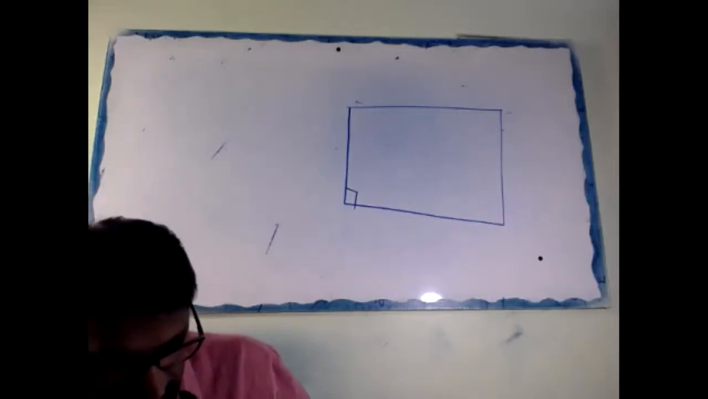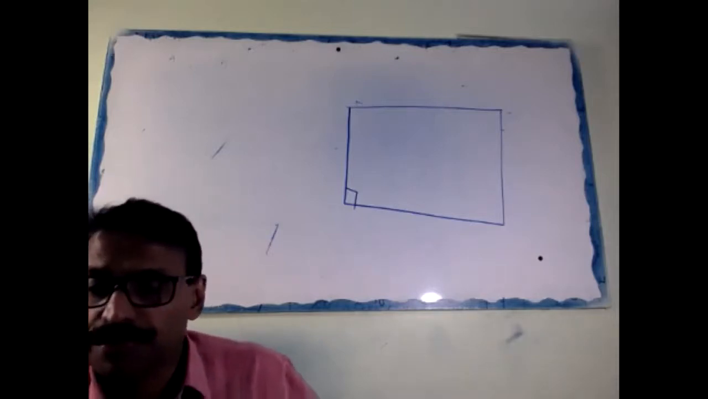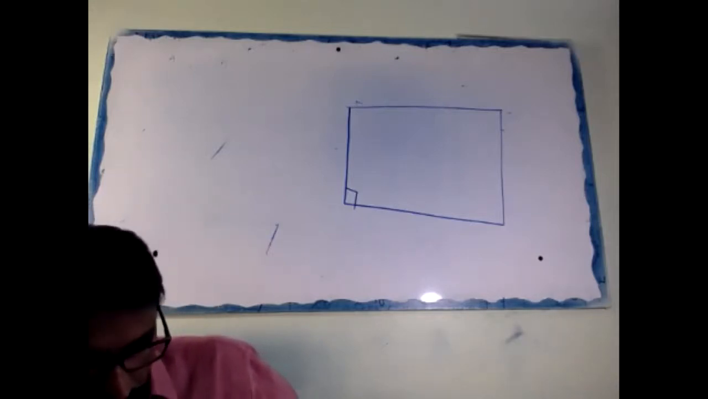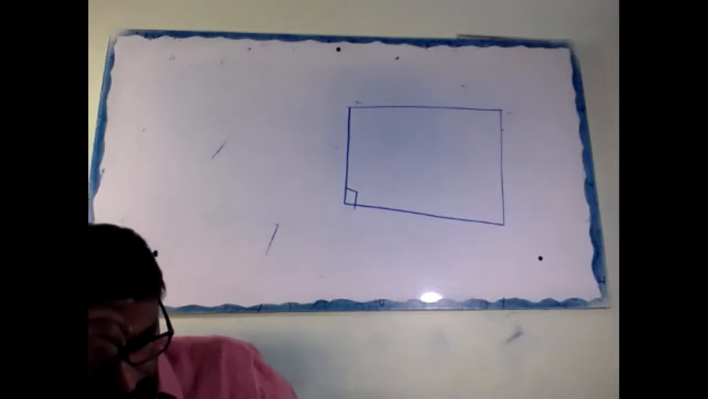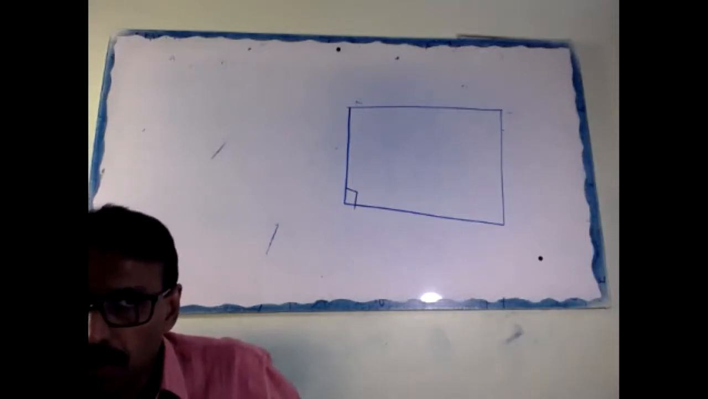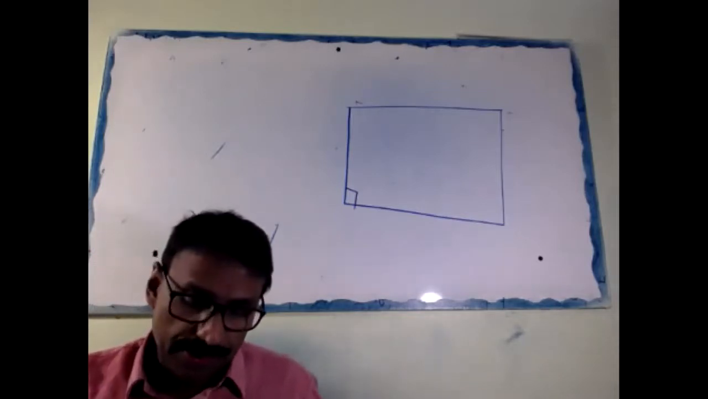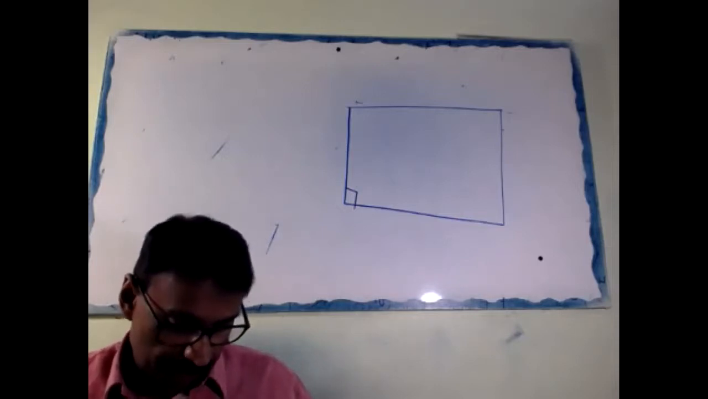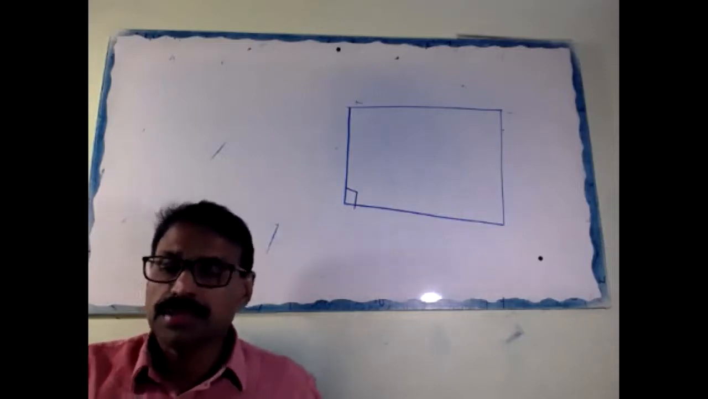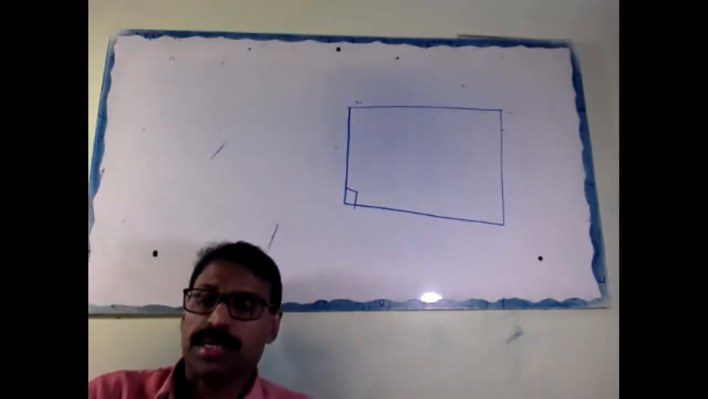Okay. Next one, right? A rectangle or a rhombus is not necessarily a square. Last one. A kite is not a parallelogram. Okay, clear now? Now we are going into the details of one figure.